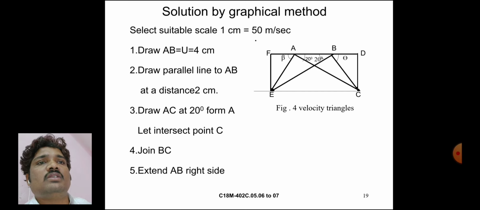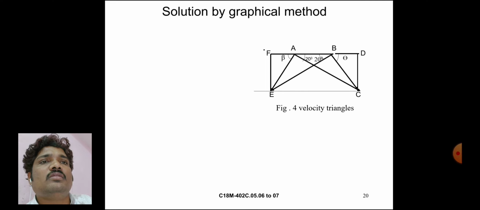Select suitable scale, 1 centimeter is 50 meter per second. Draw AB equal to U is equal to 4 centimeter. Draw a parallel line to AB at a distance 2 centimeter. Draw AC at 20 degree angle. Let them intersect at point C. Join BC. Extend AB right side. Solution by graphical method.